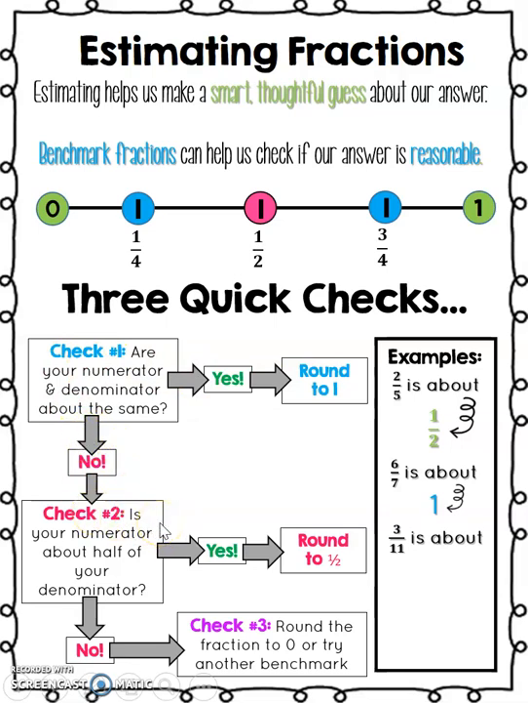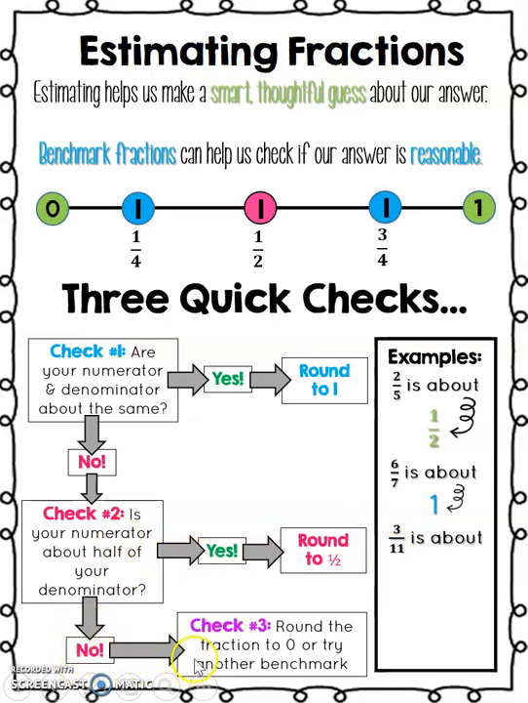Then I need to look and see, is my numerator about half of my denominator? Or if I multiply my numerator by 2, do I get really close to my denominator? Well, 3 times 2 is 6, and that's pretty far away from 11, so I would say no to check number 2.